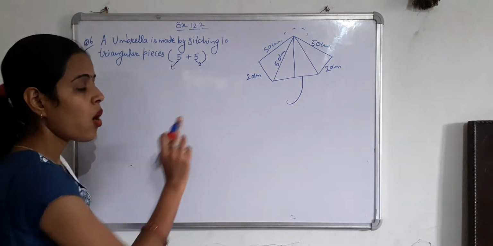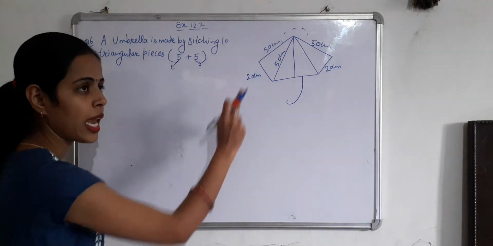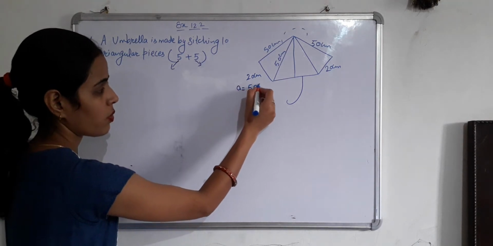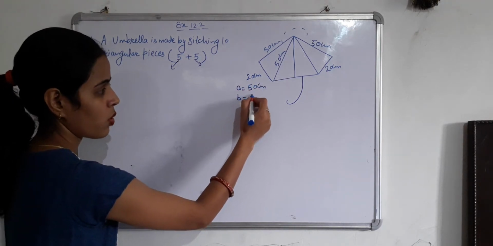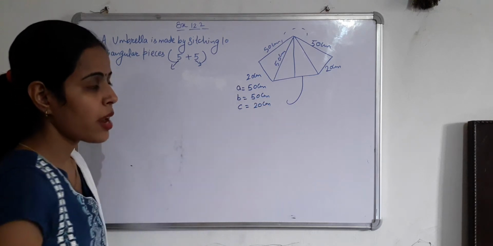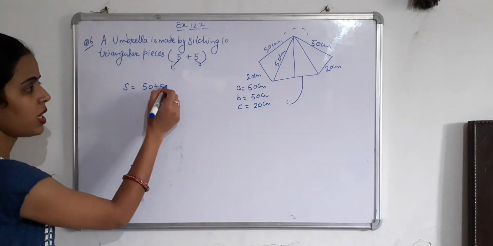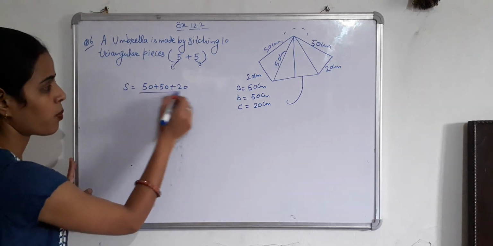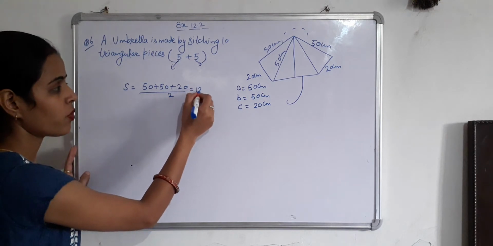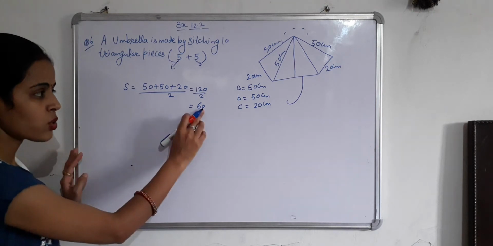First find the area of one triangular part. Area of one triangular part can be calculated with the help of Hero's formula. Here A equals 50 centimeter, B is also 50 centimeter and C equals 20 centimeter. Then first find S. S equals A plus B plus C upon 2. 50 plus 50, 100, 100 plus 20, 120. 120 upon 2 equals 60. So S equals 60.